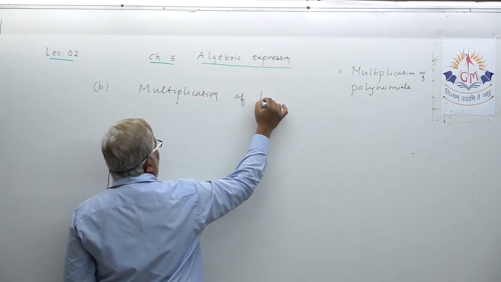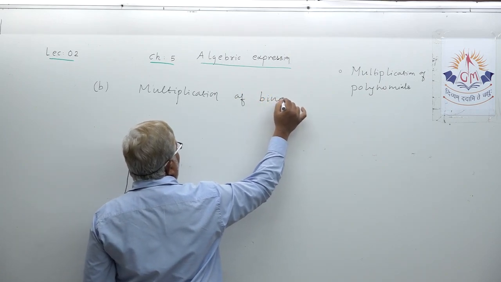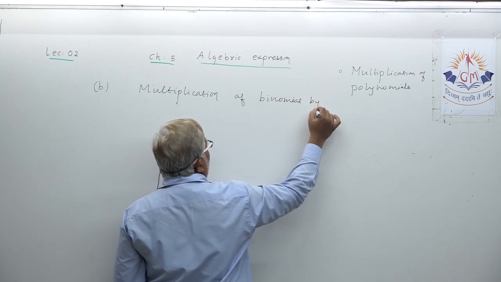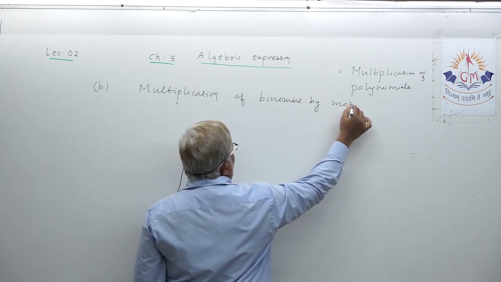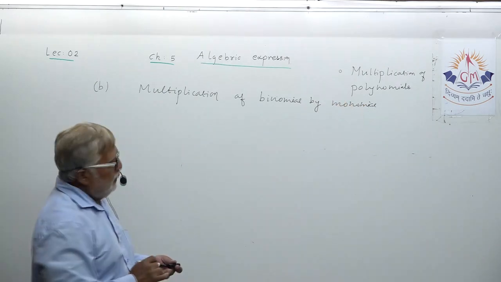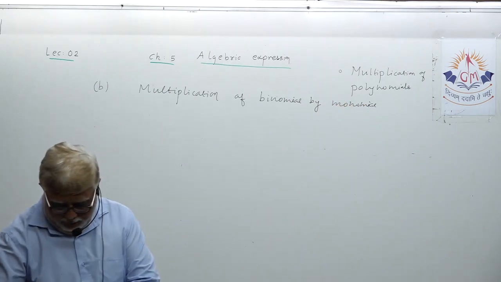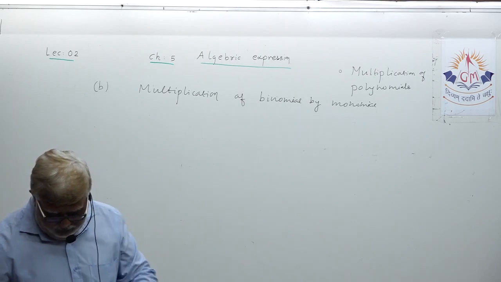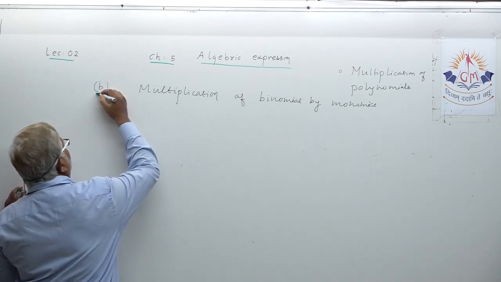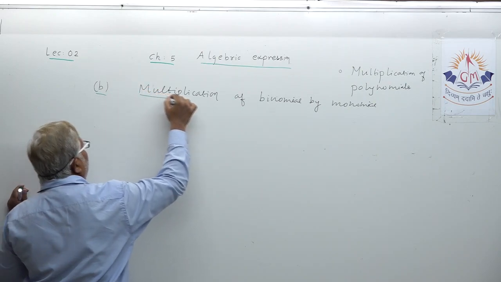Multiplication of binomial by monomial. That is the concept. Okay, multiplication of binomial by monomial. Please try to understand.